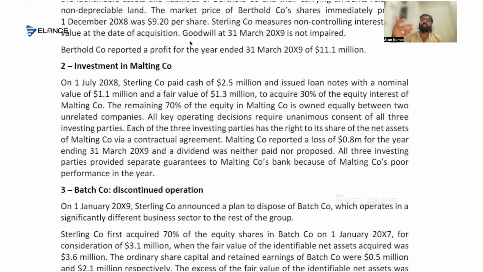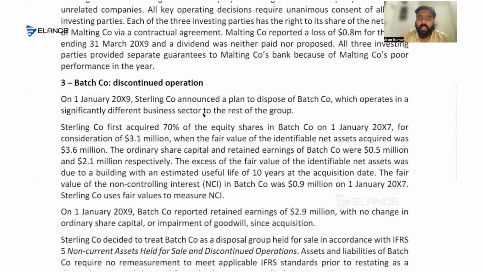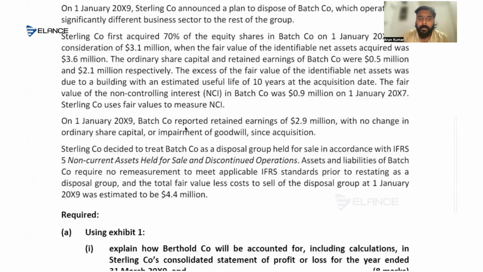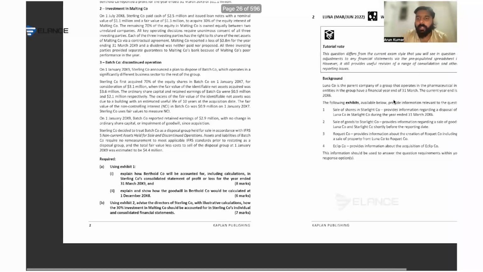So if it's a joint venture, in the consolidated statement, how will you account for it? We'll account for it the same as an associate, so we'll follow the equity method. Is it clear? Can you reply in the chat? So this investment should be accounted as a joint arrangement as per IFRS 11 in the consolidated statement, and we have to follow the equity method, the same as an associate. Fine? Done. And we'll move on to the next question.